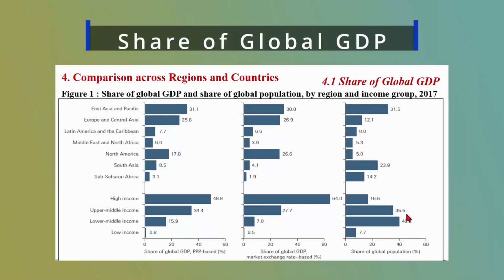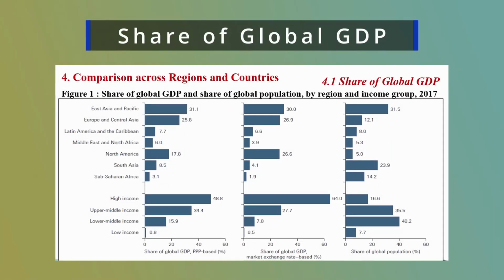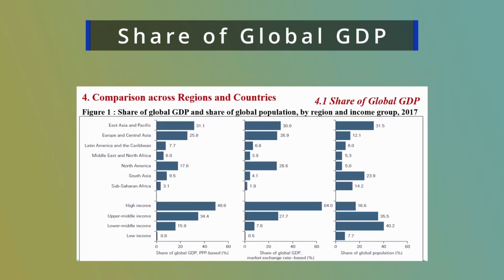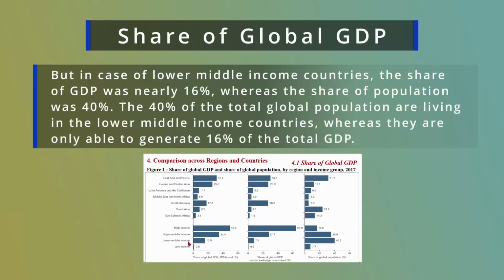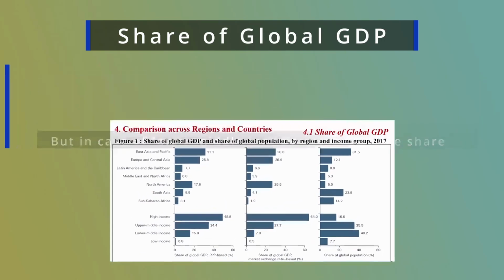If we look into the upper middle income countries, then there is some parity. 35.5% of people are living in the upper middle income group countries, and their share of GDP was 34.4%. But in the case of lower middle income countries, the share of GDP was nearly 16%, whereas the share of population was 40%. The 40% of the total global population living in the lower middle income countries are only able to generate 16% of the total GDP.